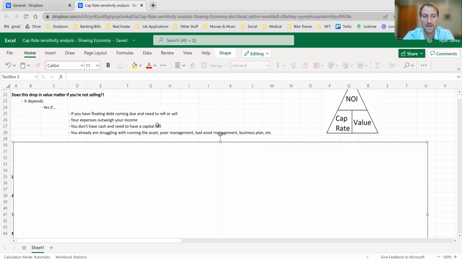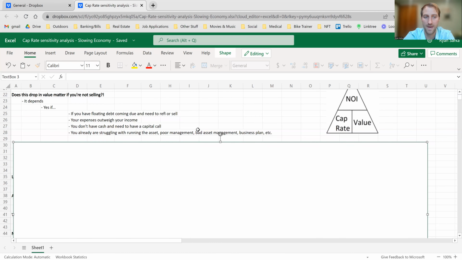Your expenses outweigh your income. So obviously, yeah, it matters that your value's dropping. If you don't have cash on hand, that's bad. You might need to do a capital call with investors, or you might need to put in some of your own money, or a combination of both.